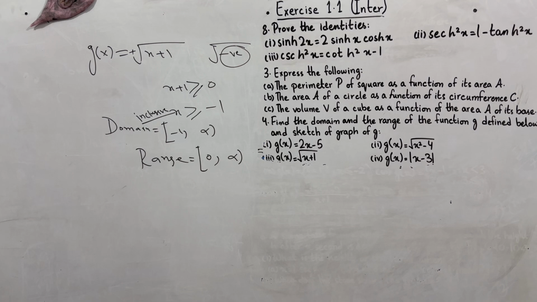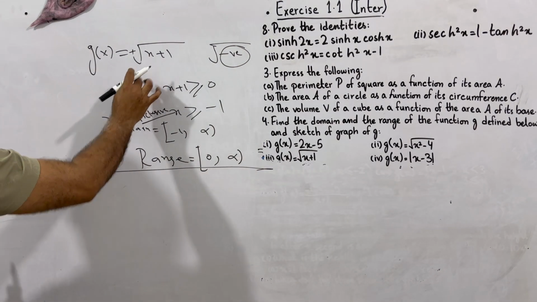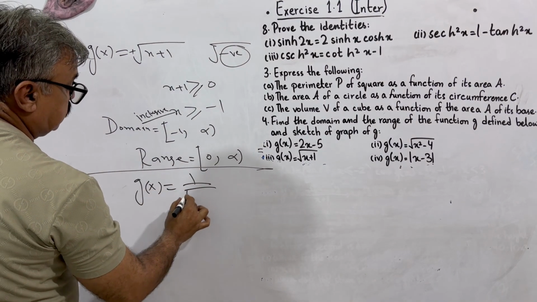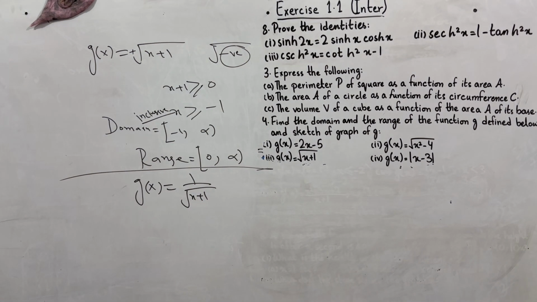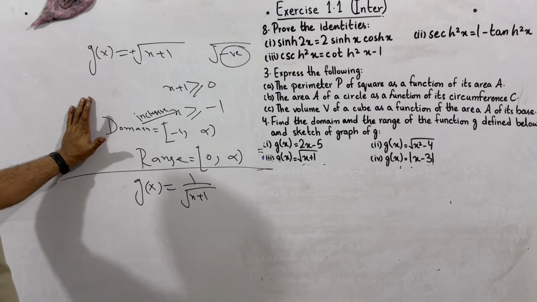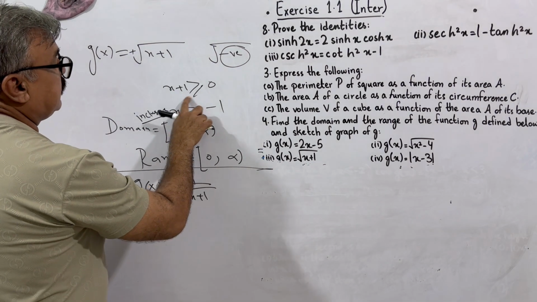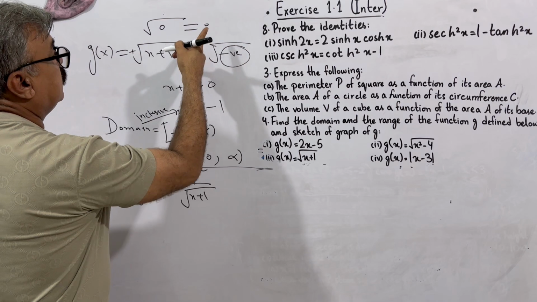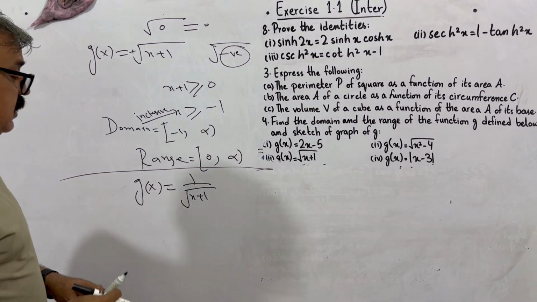However, let me share with you an interesting idea. If the function has a slight change like this, g of x is 1 over root x plus 1, then what is the change in the domain of this function? It's really classical. I have written x plus 1 greater than or equal to 0. 0 in the numerator is affordable. We cannot afford 0 in the denominator.